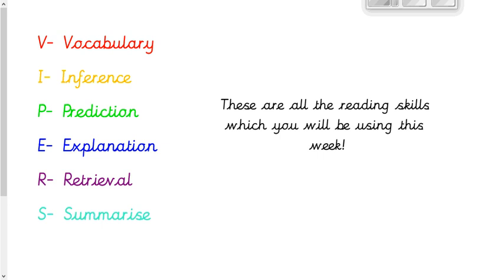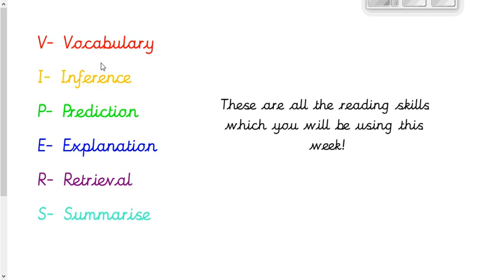I is for inference, so that's where we read between the lines of what the author might mean. P is for prediction, that's where we predict what we think might happen next. E is for explanation, so that means we explain something that's happened in the text. R is for retrieval, so that's when we retrieve something from the text, so we take something out of it. And S is for summarize, so that's where you take the key points of the story and summarize it all together. So I hope that's made it a bit clearer for you if you did forget.